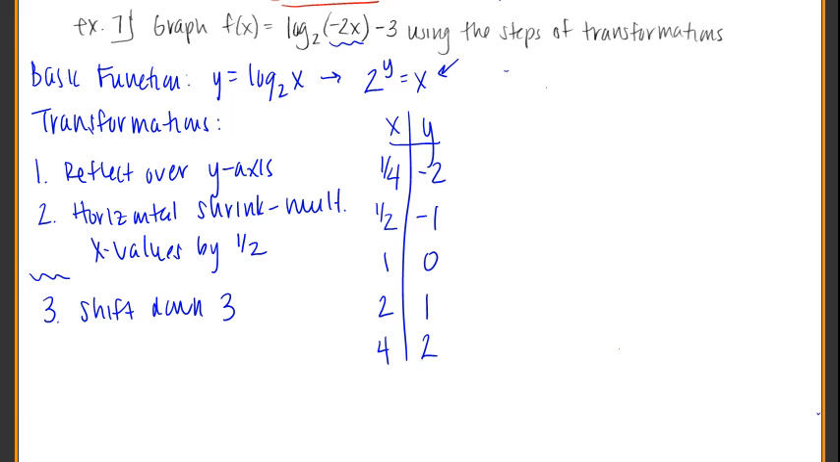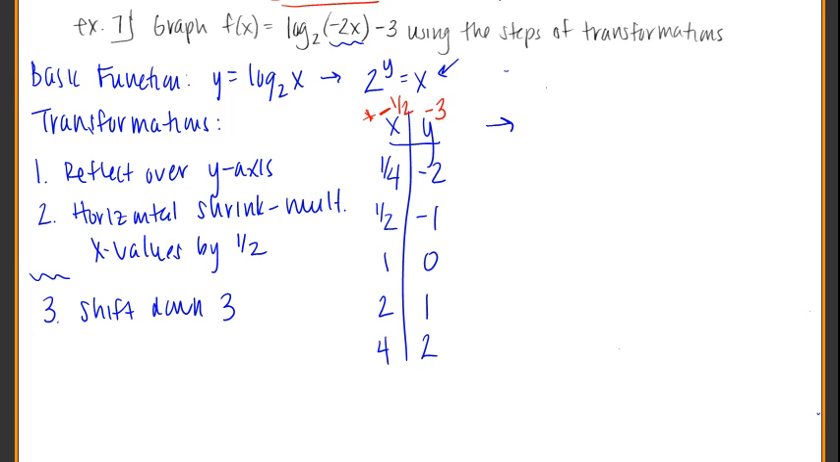First one says reflect over the y-axis, which means I want to go from the positive x side to the negative x side, so I want to switch all those signs to negative. And then I want to do a horizontal shrink by multiplying the x values by 1/2. So let's combine those two together. If I multiply by -1/2, it does both. It flips it over the y-axis and shrinks it horizontally. And then the third step would be to shift down 3. So we're going to multiply by -1/2 here, but we're going to subtract 3 for the y's to get our t-chart for that one.